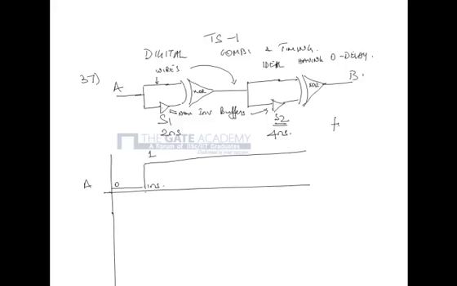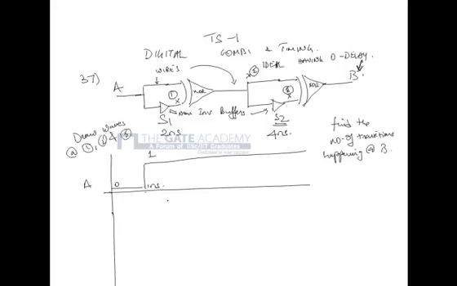The question is to find the number of transitions happening at B. So we have to find the number of transitions happening at B, which means we have to find the transitions at intermediate points as marked. So let us assume some points here. Let me call this 1, let me call this 2, let me call this point 3, and let us draw waveforms at 1, 2 and 3 to understand the solution.